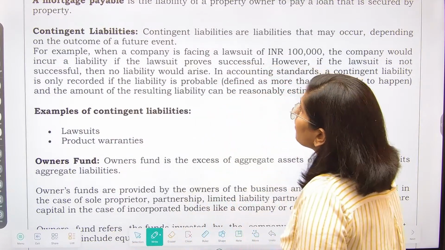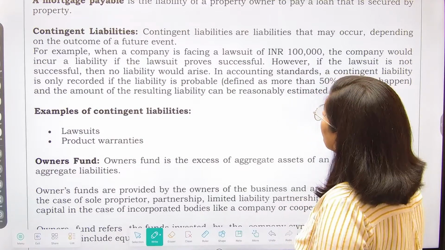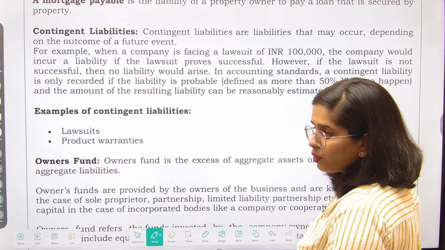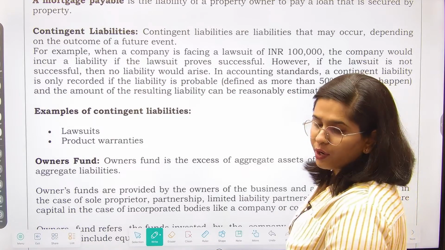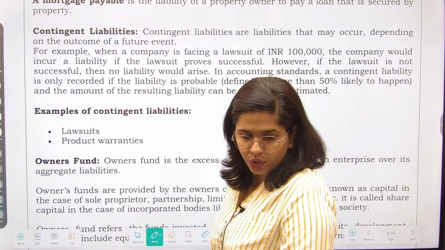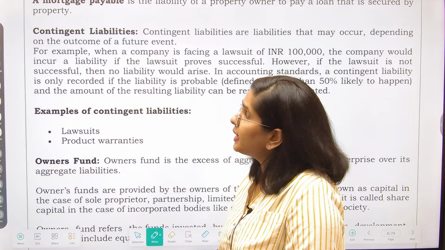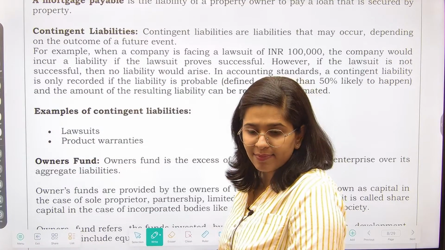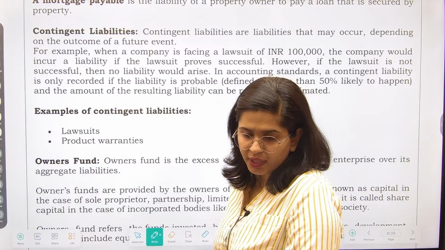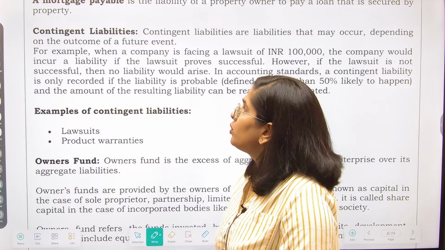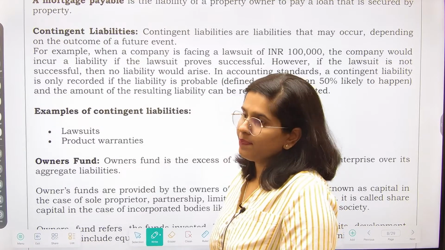So now we have a mortgage payable, which is also a liability of a property owner to pay a loan that is secured by a property. So you have to take a loan, right? And in order to secure that particular loan, you have given your property for that, right? So this will be considered as what? This will be considered as a mortgage payable, the amount of loan that you need to pay. Okay, is it clear? Now talking about the contingent liability.